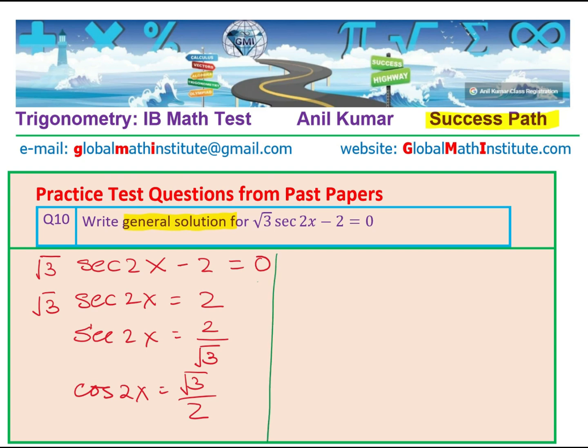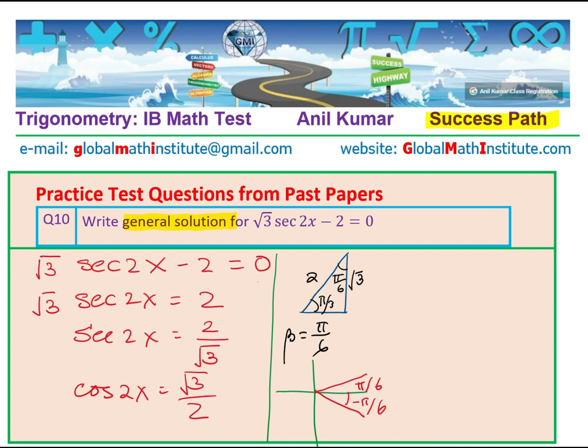Now that reminds you of a special triangle, right? So let me draw that special triangle for you. Square root 3 over 2, right? I prefer to place it in this fashion. So we see that the related acute angle, I write beta for related acute angle, is pi by 6. Now it is important to understand that cos is positive in quadrant 1 and 4, right? So basically, you have pi by 6 like this, correct? And this is minus pi by 6.